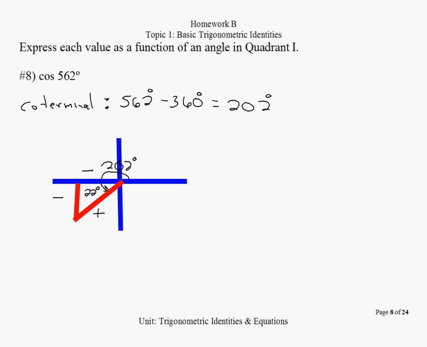In quadrant 3, x and y are both negative and r is positive. Therefore, our answer is cosine of 22 degrees, because 22 is a reference angle, but it's a negative cosine because in quadrant 3, cosine is negative.